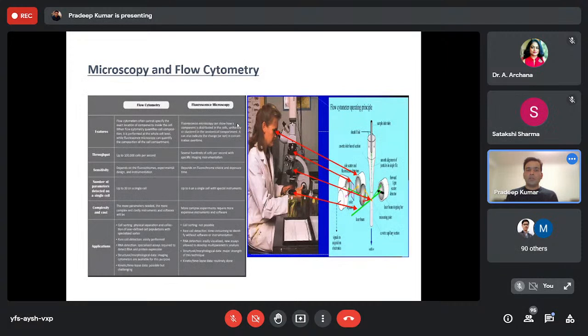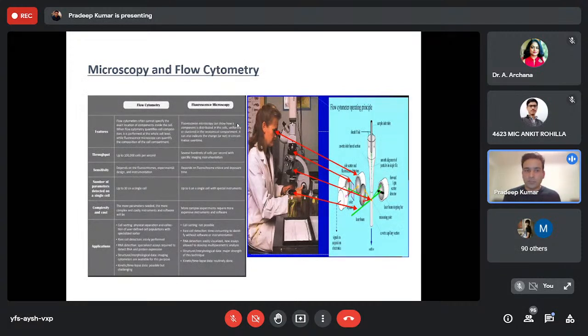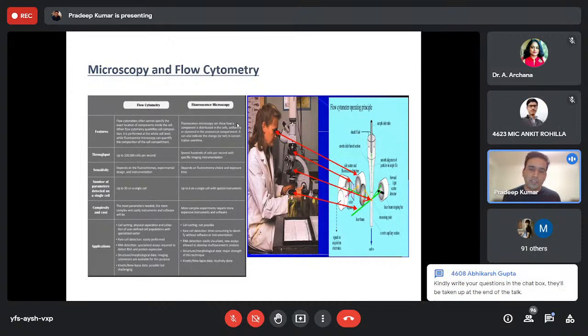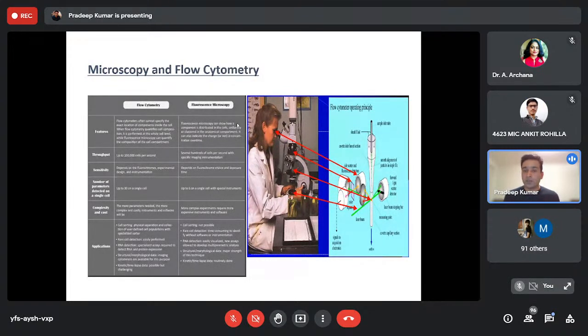Now, I'm trying to compare it with microscopy, because it's not possible for everyone to see a flow cytometer, or during undergraduation it's really hard. But we do have access to light microscopes where we prepare the slides and we see cells.